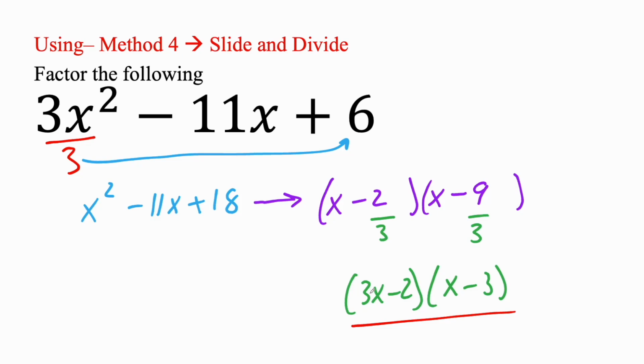Now we can still check. 3x times x is 3x squared, that's good. 3x times negative 3 is negative 9x. But negative 2 times x is negative 2x. Negative 9x minus 2x is negative 11x. Finally, negative 2 times negative 3 is positive 6. And so it's correct. And that's pretty much it for this video.